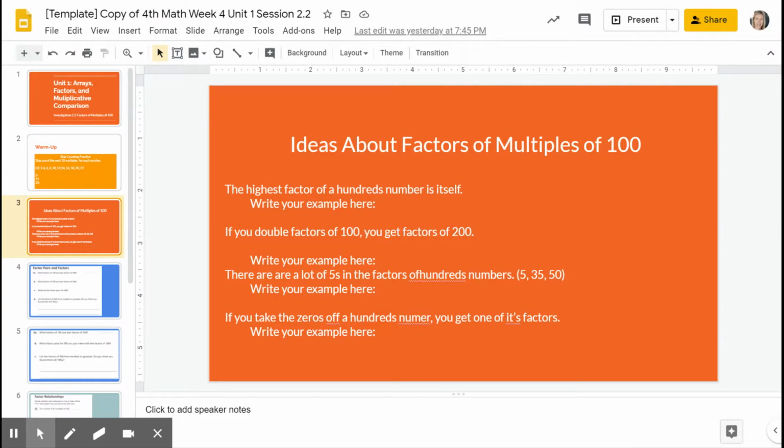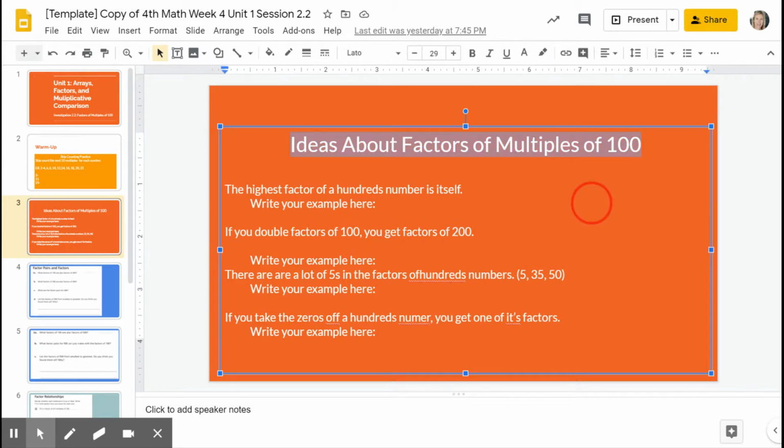Today we're looking at some ideas about factors of multiples of 100. That might sound a little confusing. So let's think about what a multiple of 100 is. A multiple of 100 is when you multiply 100 by the counting numbers.